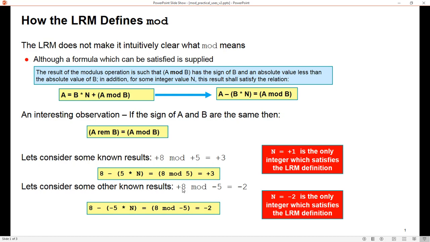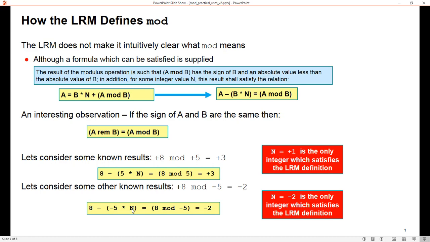How do we do this? We go through the same sort of process. Let's just choose a value for n, which will satisfy this. So again, we could just guess, couldn't we? We could just say 8 minus 5 times 0. What result does that give us? That gives us 8. Clearly, the sign of B is negative and the result of 8 is positive, and it also violates this. The result has to have a magnitude less than B.